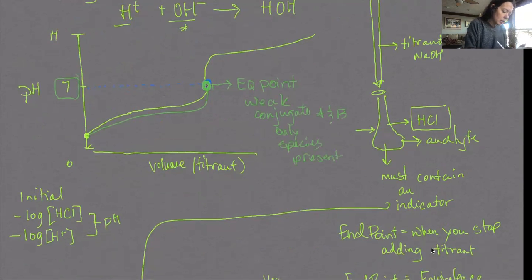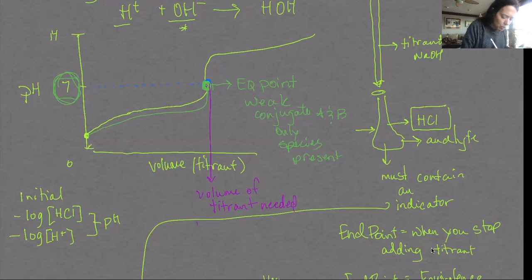You can look at this and see that the equivalence point is at 7. So we know it's a strong acid, strong base. I could also, based on this curve, see the volume of titrant needed to react with all the acid.